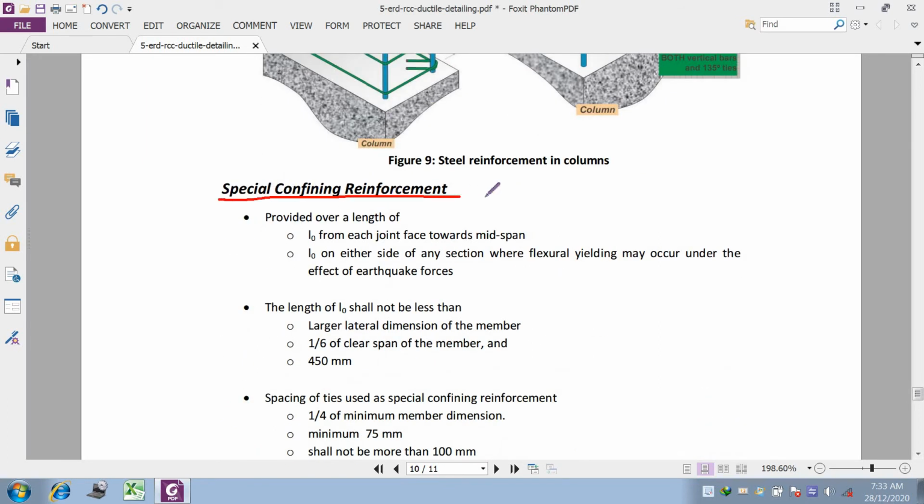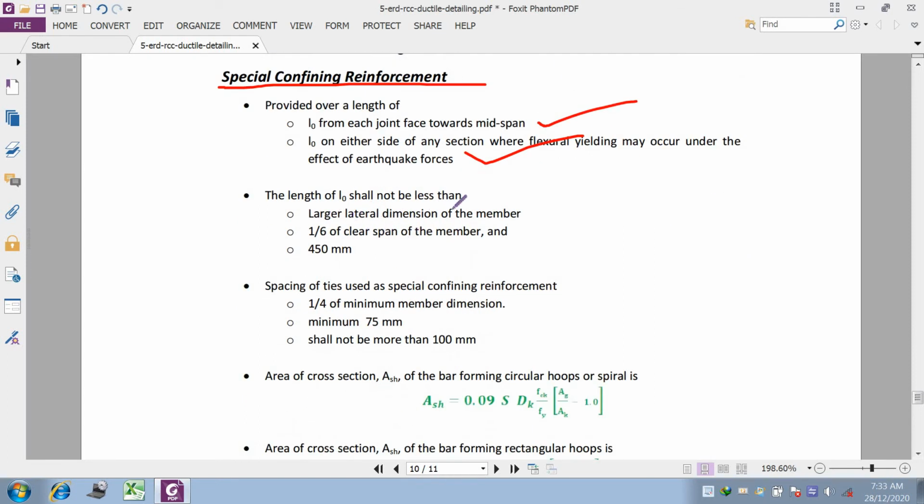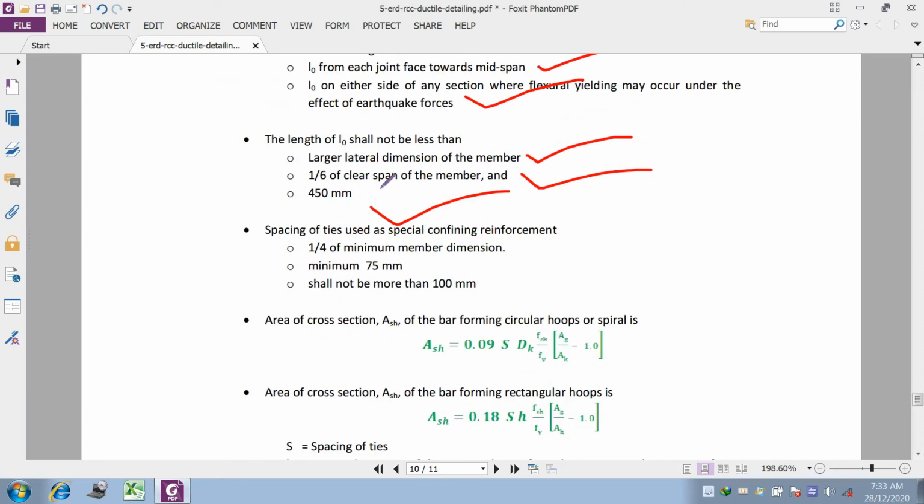Then the special confining reinforcement provision. Provide the over length L0 from each joint face toward the mid span, L0 on either side of any section where flexural yielding may occur under the effect of earthquake force. Then the length L0 shall not be less than the larger of the least lateral dimension of the member, 1/6 of the clear span, and 450 mm. This should be whatever the minimum value is which can be provided.